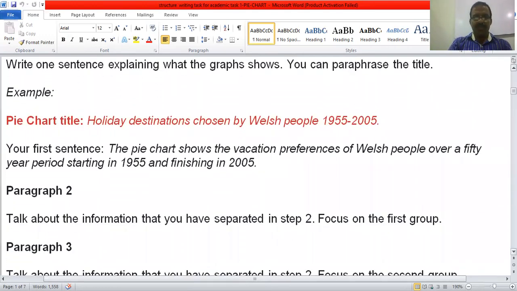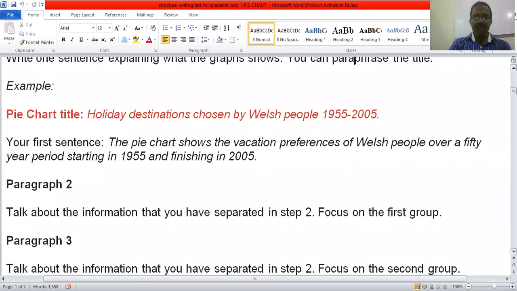Your first sentence you have written, the pie chart shows the vacation preferences of Welsh people over a 50-year period, starting in 1955 and finishing in 2005. So the holiday destination chosen by Welsh people in 1955-2005. From here, they have counted 50 years, okay? So this is converted into 50 years. The destination, vacation preferences, okay? This is the synonym: destinations, vacation preferences. Chosen, preferences.